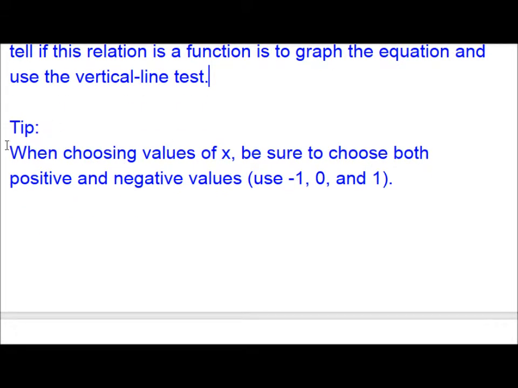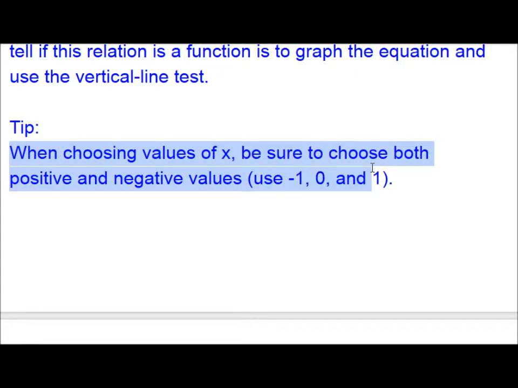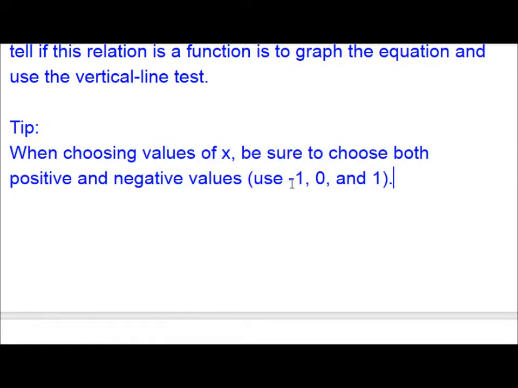And remember this thing: when choosing values of x, be sure to choose both positive and negative values. For example, if you choose 1, also choose -1, or -2 and 2, something like that.